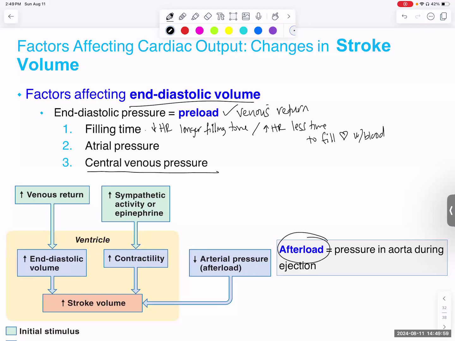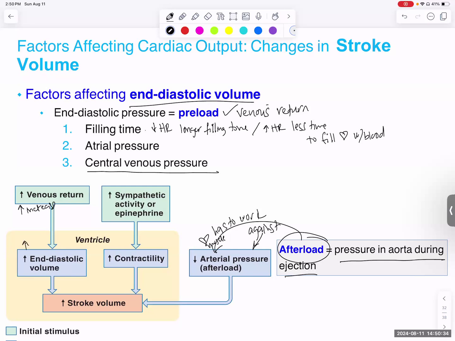How much pressure does the system have to deal with, right? This is the afterload. And so afterload is the pressure in the aorta. It's really arterial pressure that the heart has to work against. So the heart muscle has to work against the arterial pressure, the afterload.